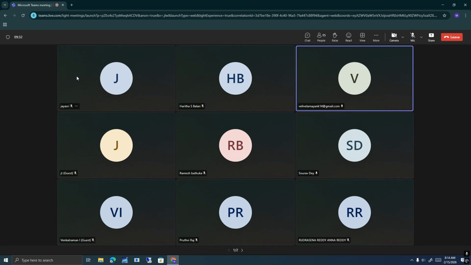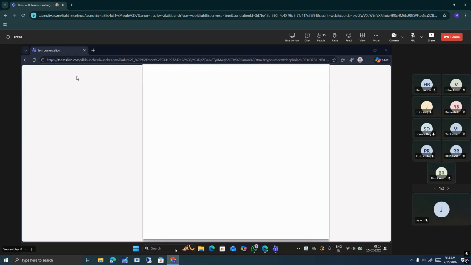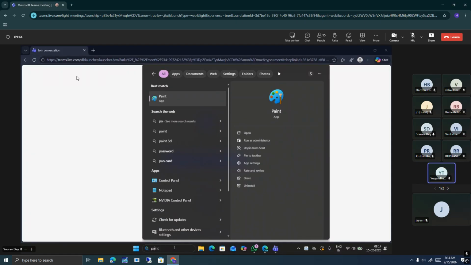What is your understanding about the key itself? Are you clear on it? Share your screen. Open any MS Paint. Ram, are you recording? Yeah, yeah, start.